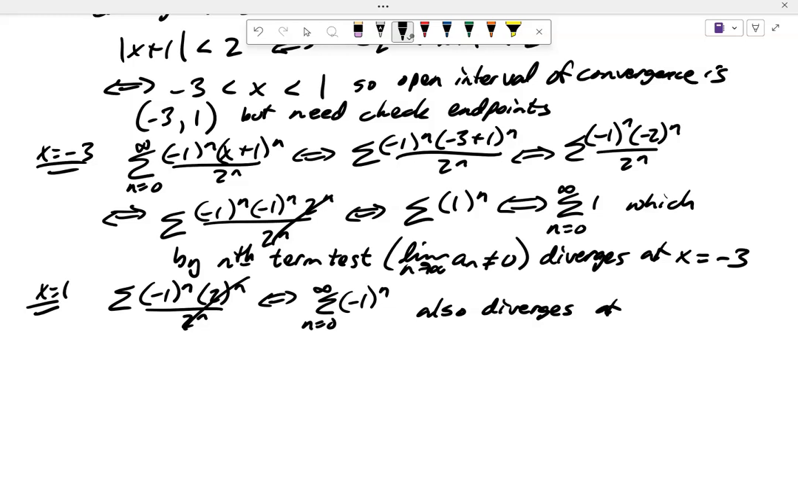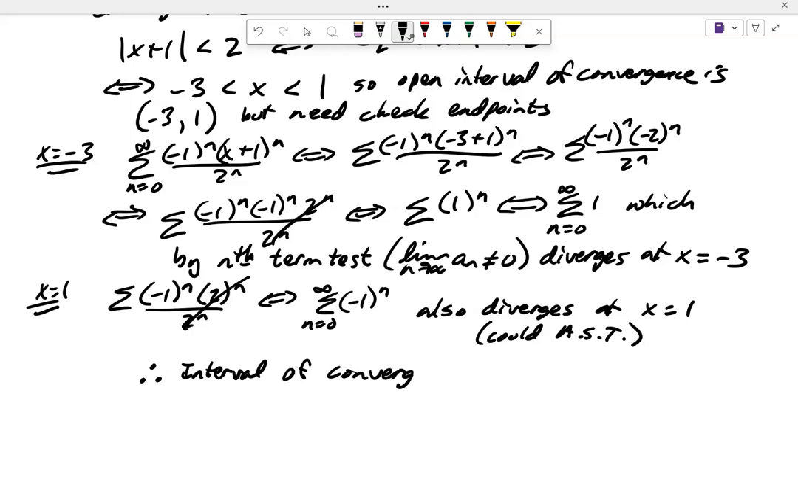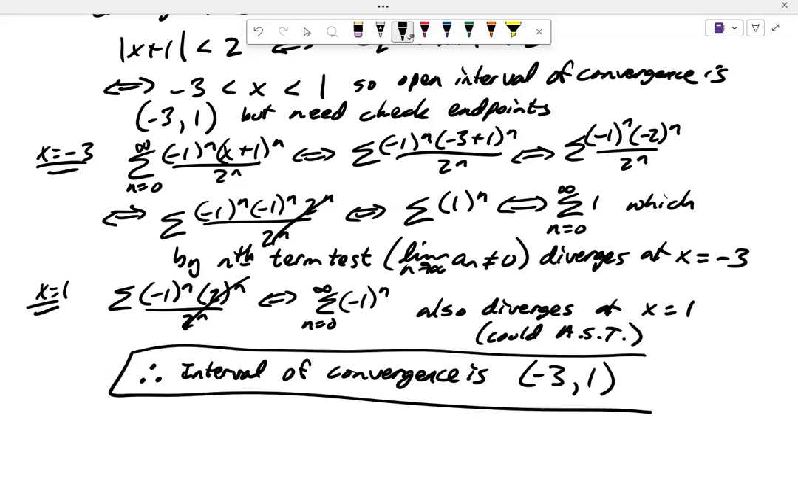at x being 1. You could use, if you wanted to, you see that it does not satisfy the conditions for the alternating series test as well, right? So this will definitely diverge at both of those. So our interval of convergence stays open at both of those endpoints. -3 to 1, not including -3, not including 1.